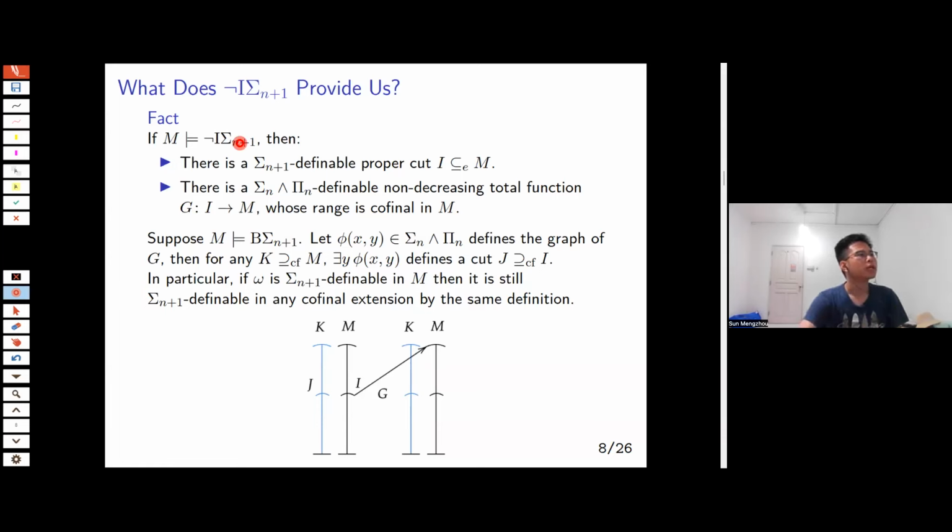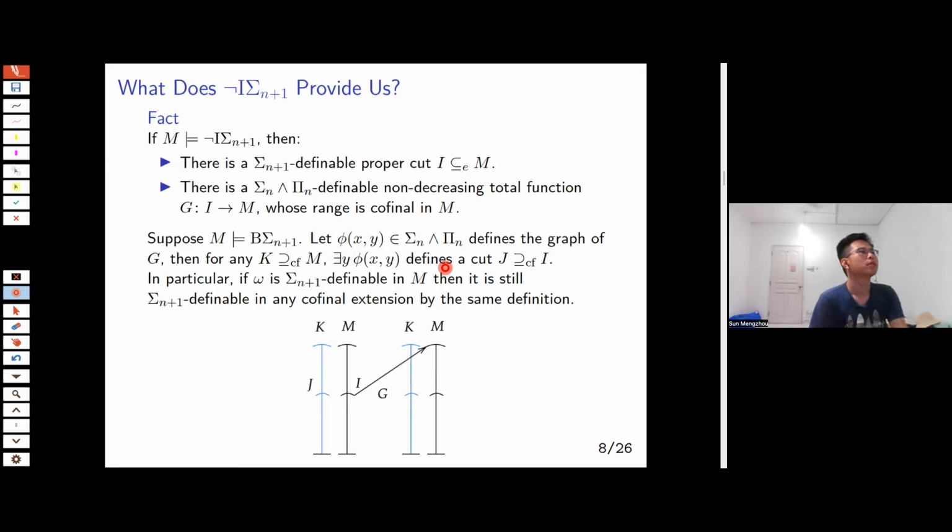First we all know that if you fail to satisfy Σn+1 induction, then you have a Σn+1 definable cut, which we call I. And if we take the least witness of the Σn+1 formula, then what we get is a non-decreasing total function g from I to M, which is defined by the conjunction of a Σn and Πn formula. And moreover, the range of g is actually cofinal in M.